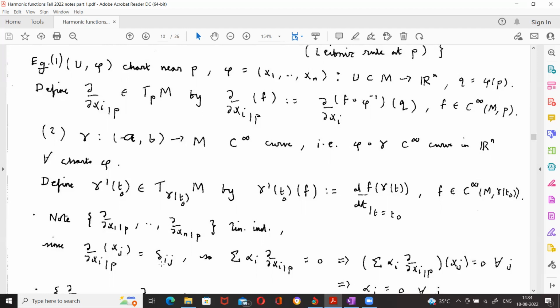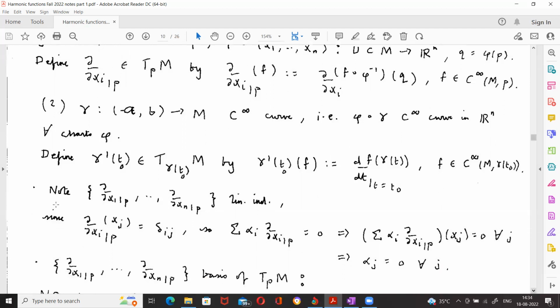So to show linear independence, if I have a linear combination, the summation of alpha i del xi, equal to 0, then I apply this linear combination to the function xj. Because del xi of xj is equal to delta ij, on the left hand side only one term will remain, alpha j into 1. So that means alpha j is 0. This is true for all j, and therefore these del xi's are linearly independent.